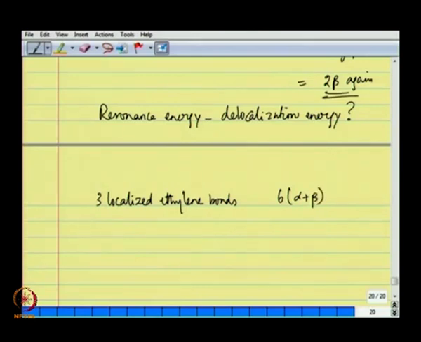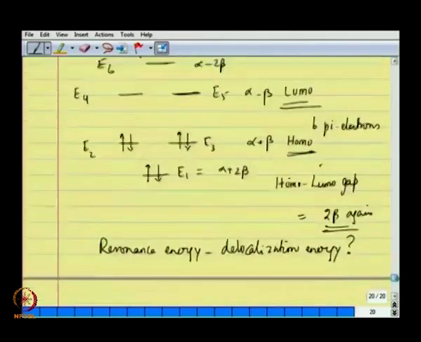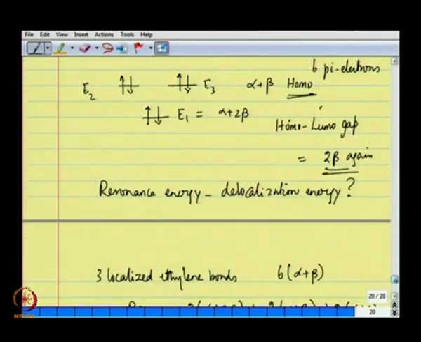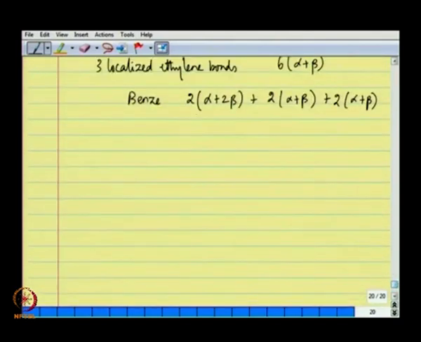And in benzene, you have 2 electrons in alpha plus 2 beta, 2 electrons in alpha plus beta, and 2 electrons in alpha plus beta. So, if you look at it, the difference between these two is 4 plus 2 plus 2, that is 8 beta minus 6 beta, the alphas cancel out, and the resonance energy is 2 beta.